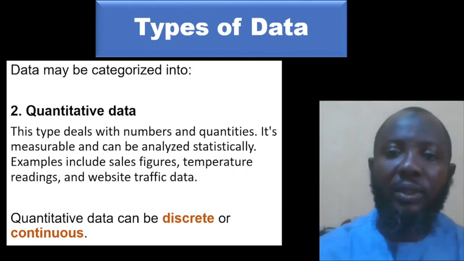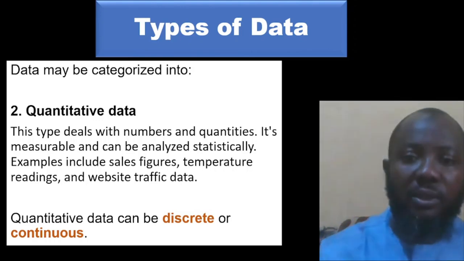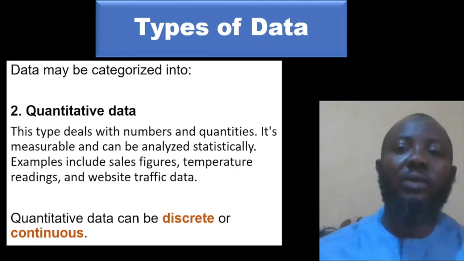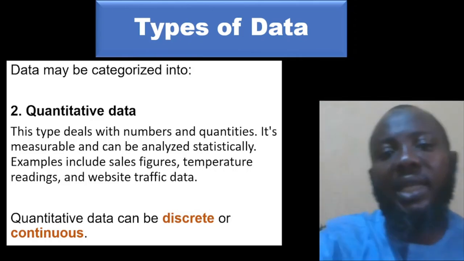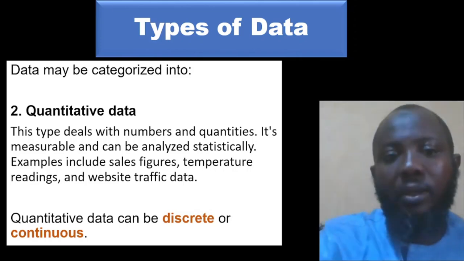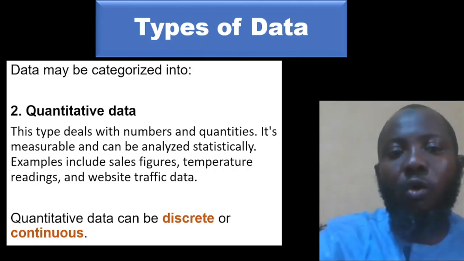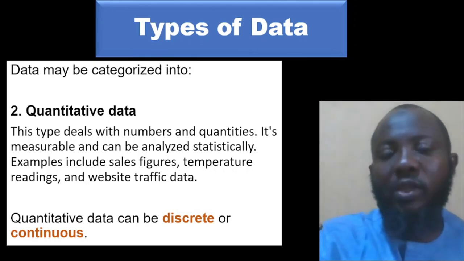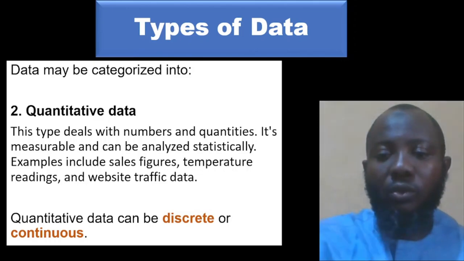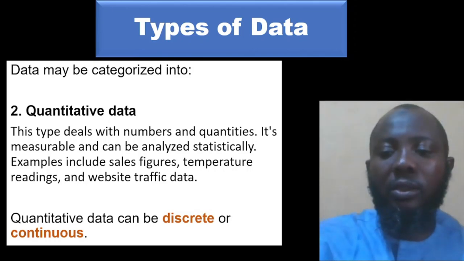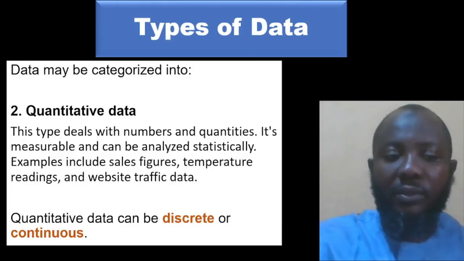You understand? All these, the heights, the weights. So all these are what we refer to as what? Quantitative data. Then this quantitative data has now two types. It can be discrete or continuous. So quantitative data can be discrete or can also be what? Continuous.